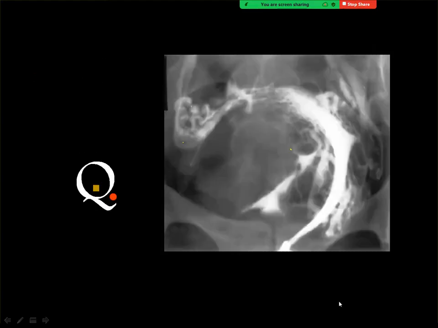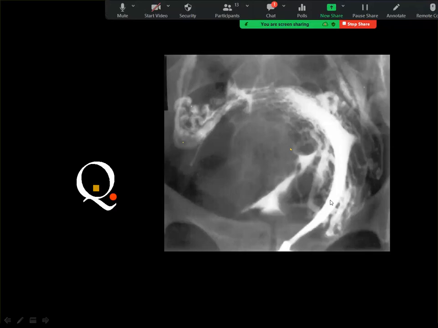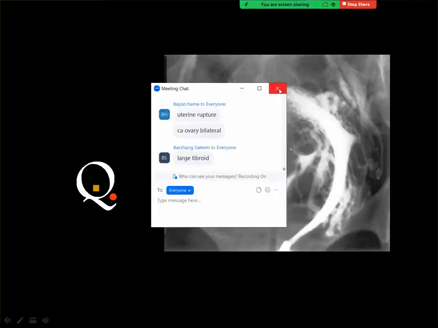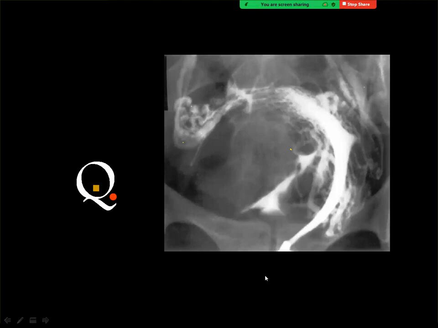Then this is a hysterosalpingogram. This is the catheter, and this is the uterine cavity. Yes, and this is the right answer. A very big uterine fibroid, markedly stretching the uterus as well as the endometrial cavity.